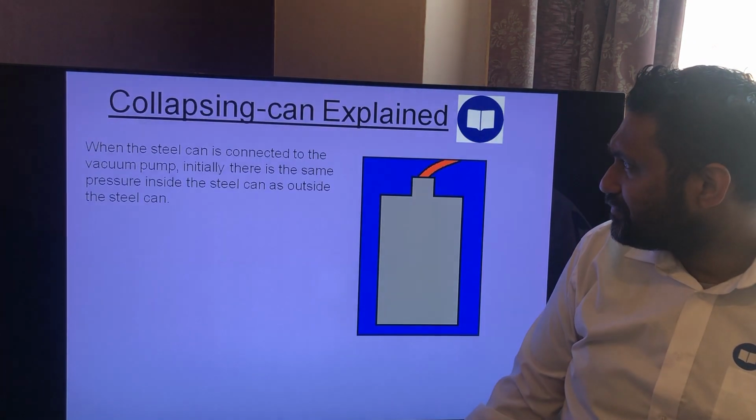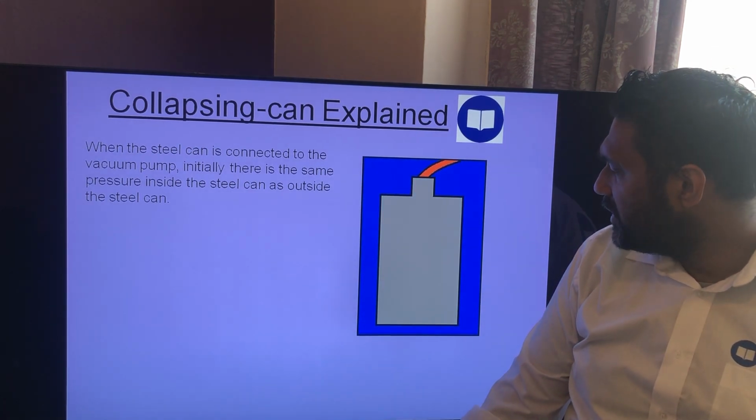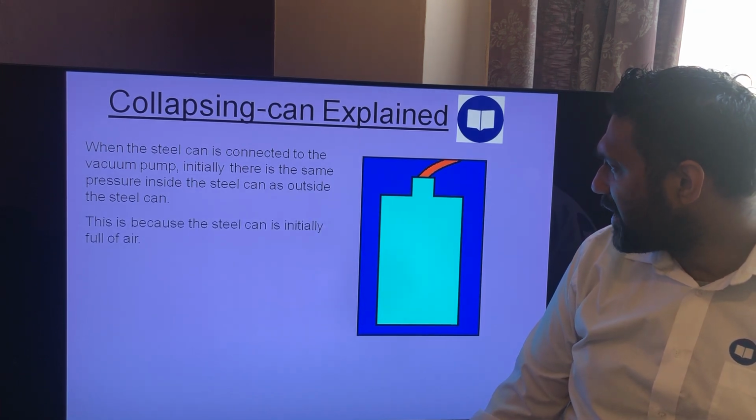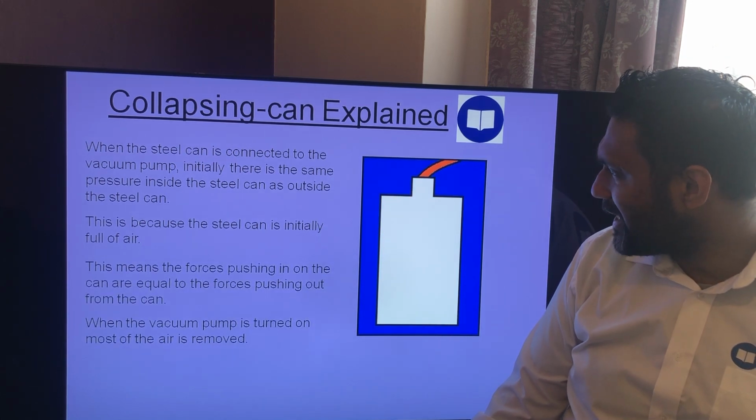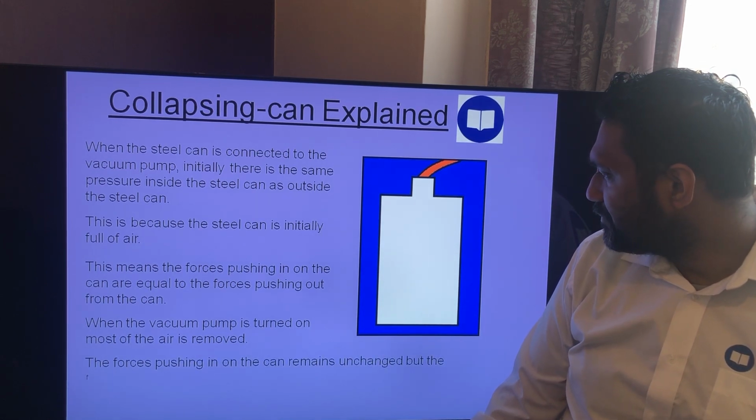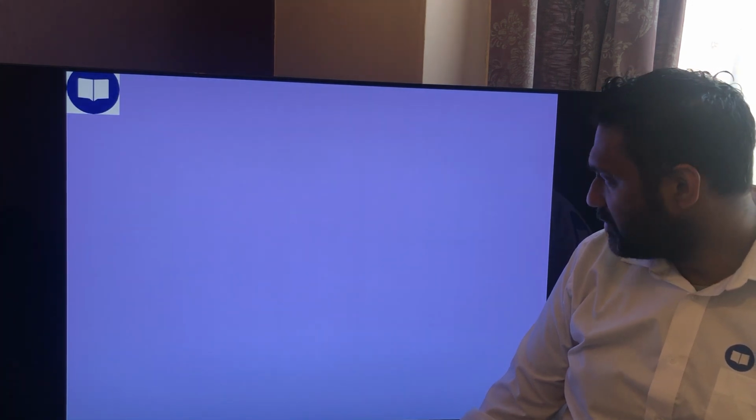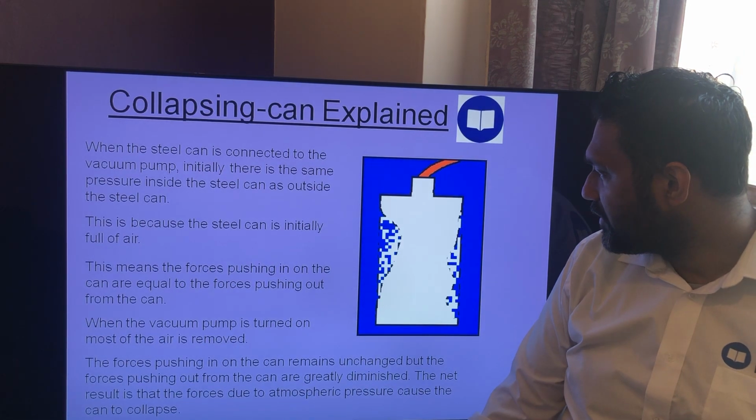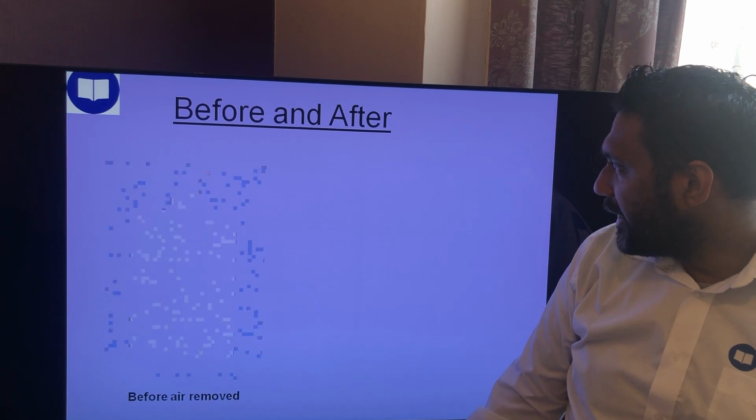Why does it happen? It's all to do with air pressure. Before, there's air inside. That pump will suck all the air out. Now what's going to happen is that the pressure outside is greater than the pressure inside, so therefore the forces will crush the can. Like you just saw there, instantly you'll see the can crush. Okay? And there you go.